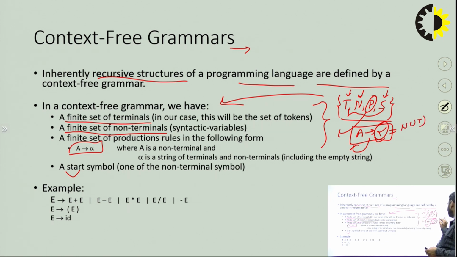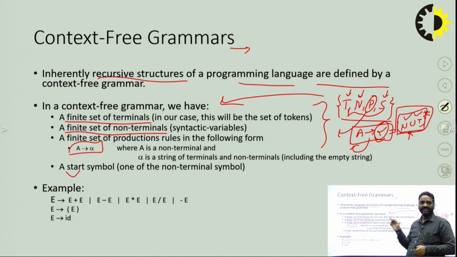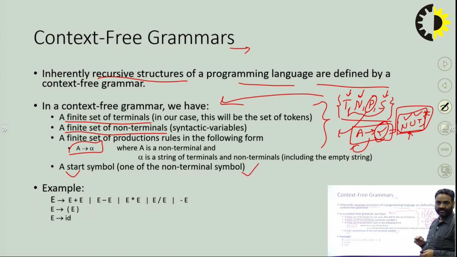Non-terminal and terminal, take the union of this one, and take the star closure of this one. That means any possible combination of non-terminal, terminal, and using these two. And fourth is the start symbol, which is also a non-terminal.